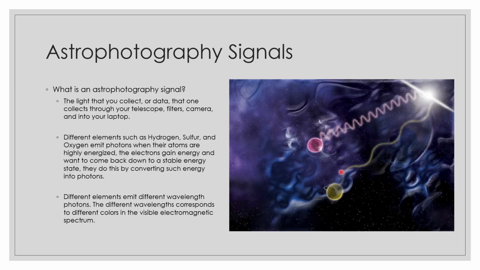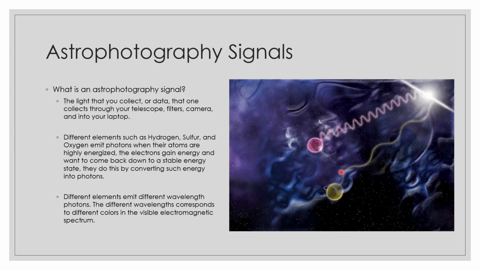And so the light that you collect, or the data that you collect when you're out doing astrophotography, that data that you collect through your telescope, filters, camera, and into your laptop, that's essentially what I'm talking about when I say signal. And different elements, such as hydrogen, sulfur, and oxygen, emit photons when their atoms are highly energized.